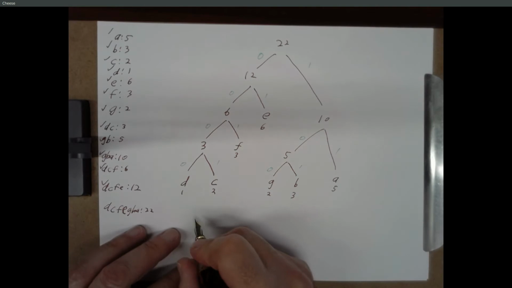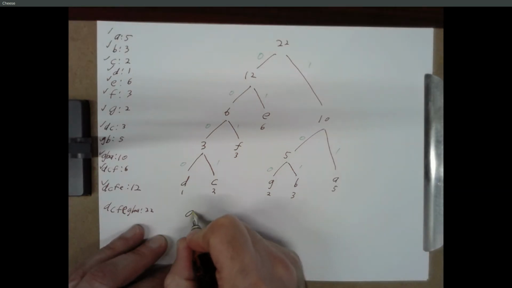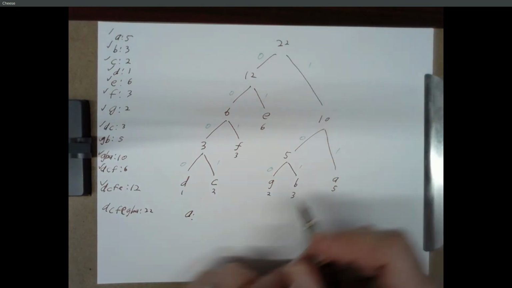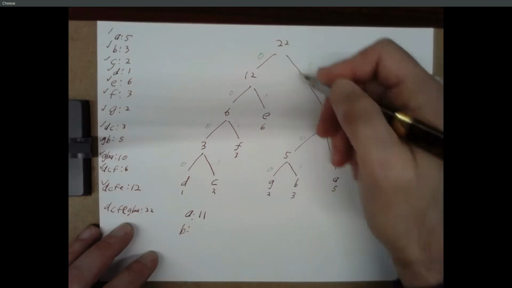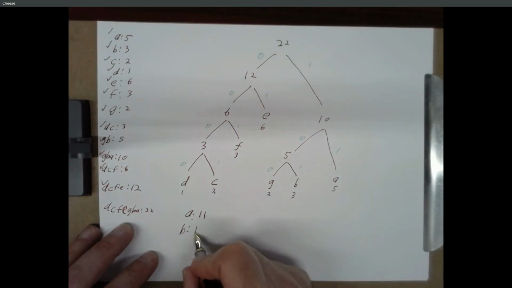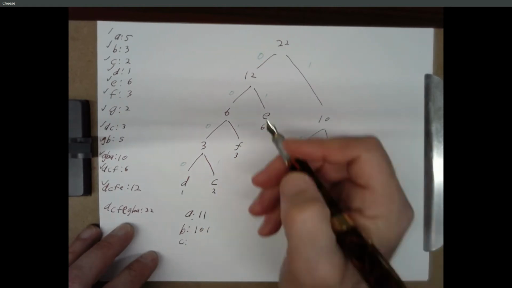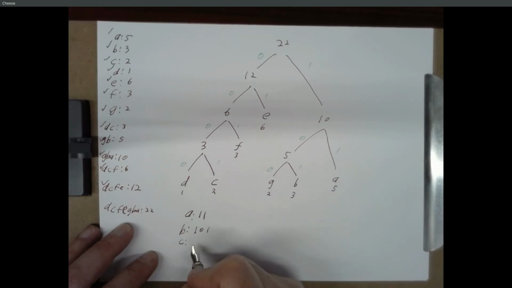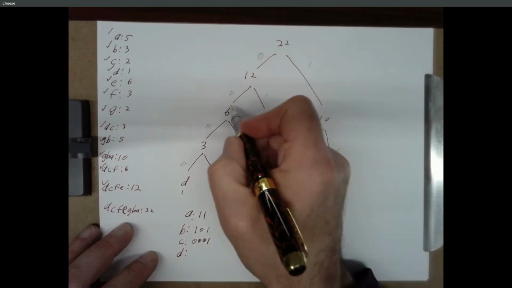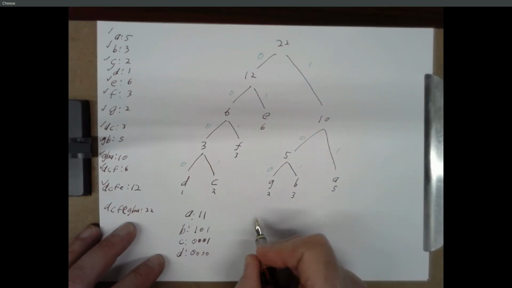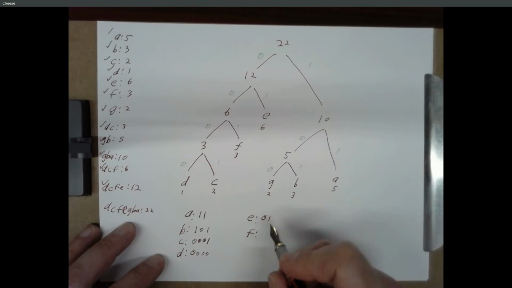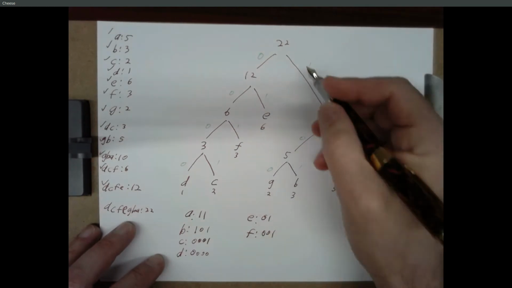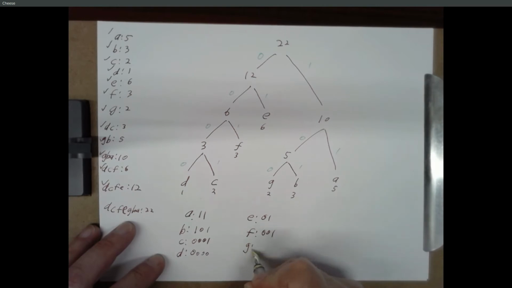So the letter A, how do we get to A? We go right and right. That's going to be the code 11. The letter B, we go right, left, and right. So that's going to be the code 101. The letter C, we go left, left, left, right. So that's 0001. D is going to be left, left, left, left. So that's 4 zeros. E is going to be left, right. That's a 01. F is left, left, right. 001. And G is right, left, left. 100.